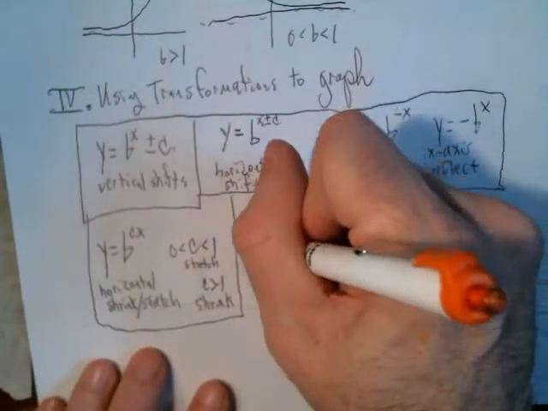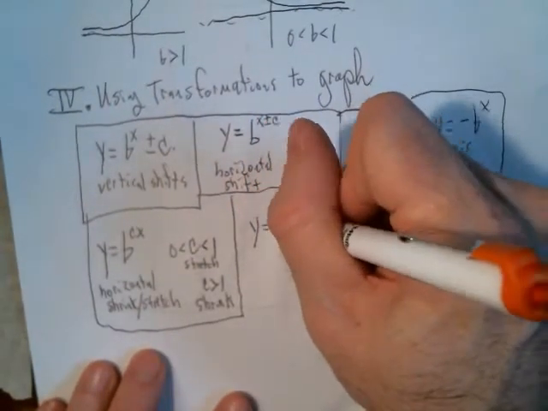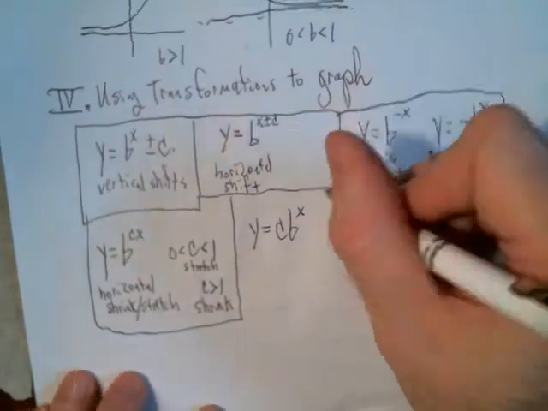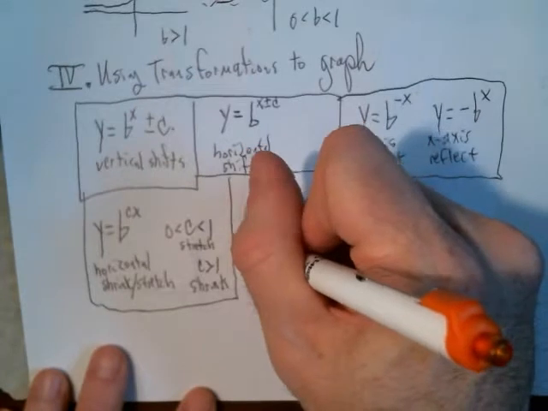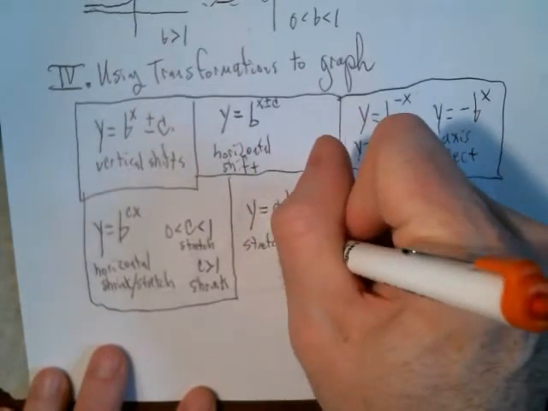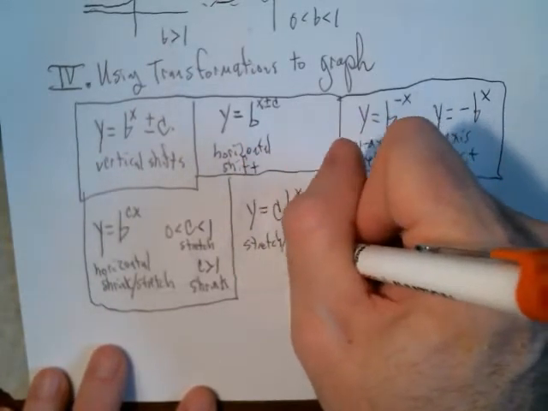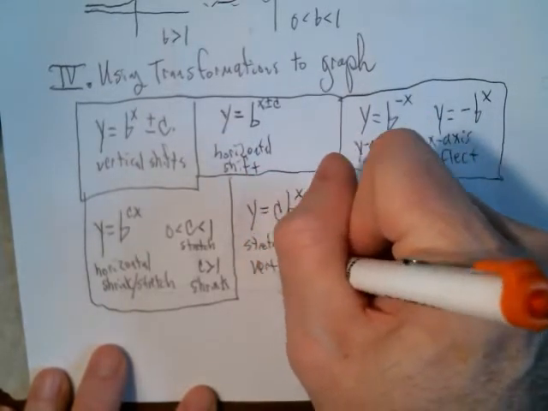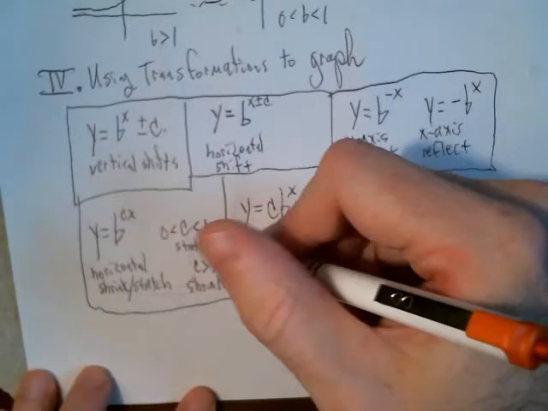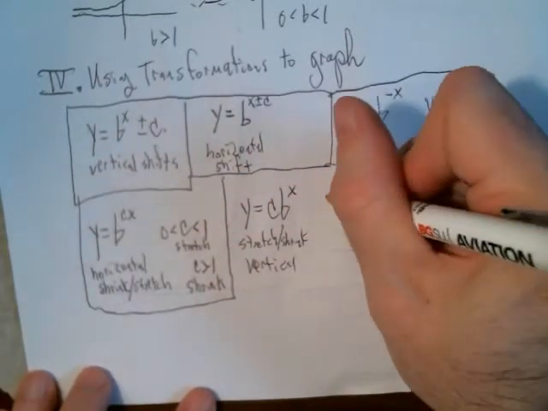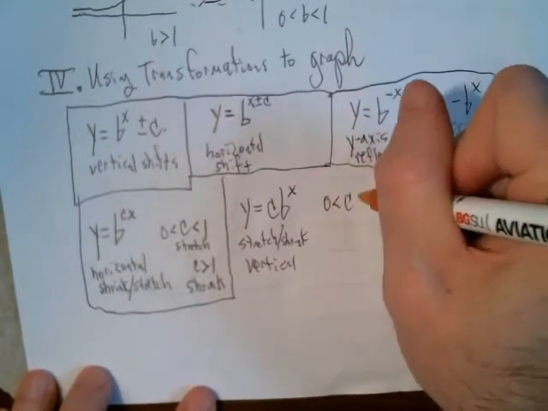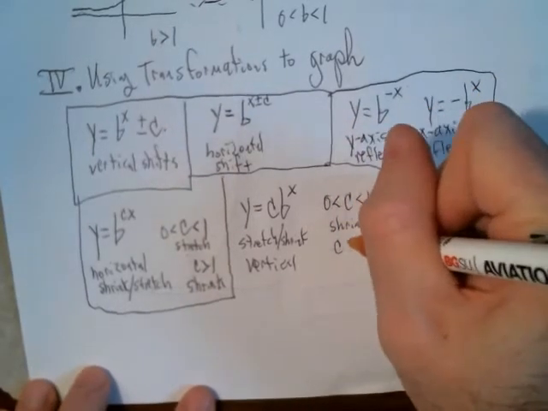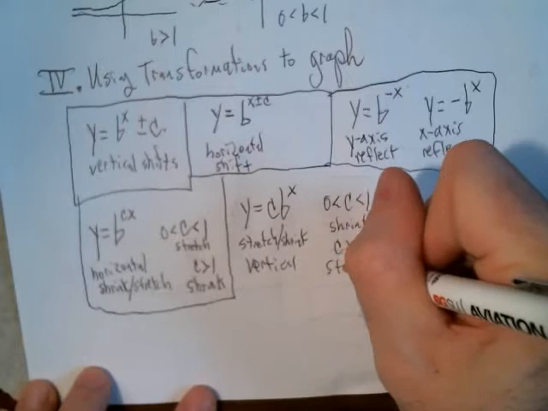Okay, so y equals c times b to the x. This will mess with the amplitude. So it's a stretch or shrink in the vertical direction. And it has the reverse effects, right? So if c is between 0 and 1, it's a shrink. But if c is greater than 1, then it's a stretch.